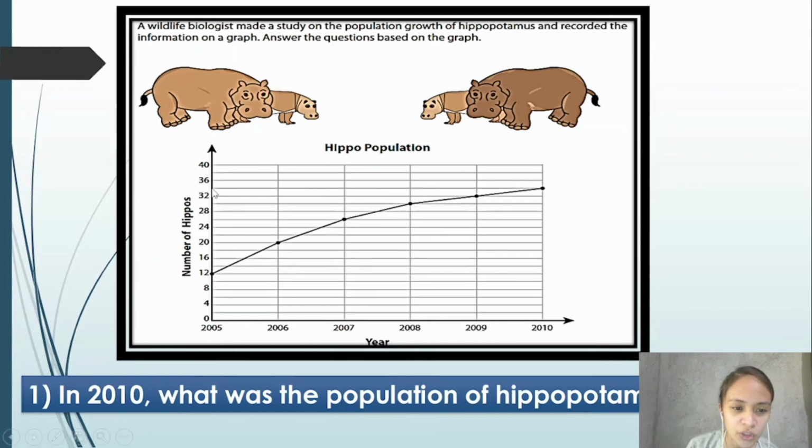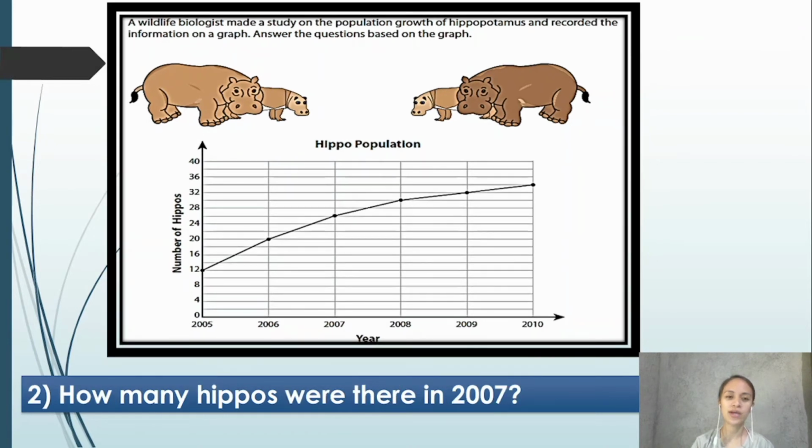So, sa tingin nyo, in 2010, what was the population of hippopotamus? Kung papansin niyo, by 4 naman yung ating number of hippos. So, ang gitna ng 32 and 36 ay what number is it? Our answer is 34. So, in 2010, there were 34 hippopotamus.